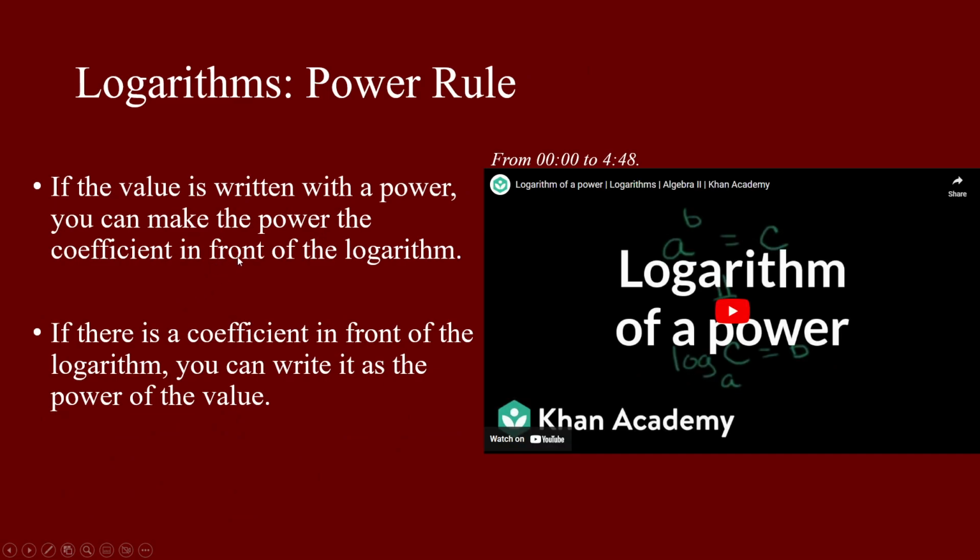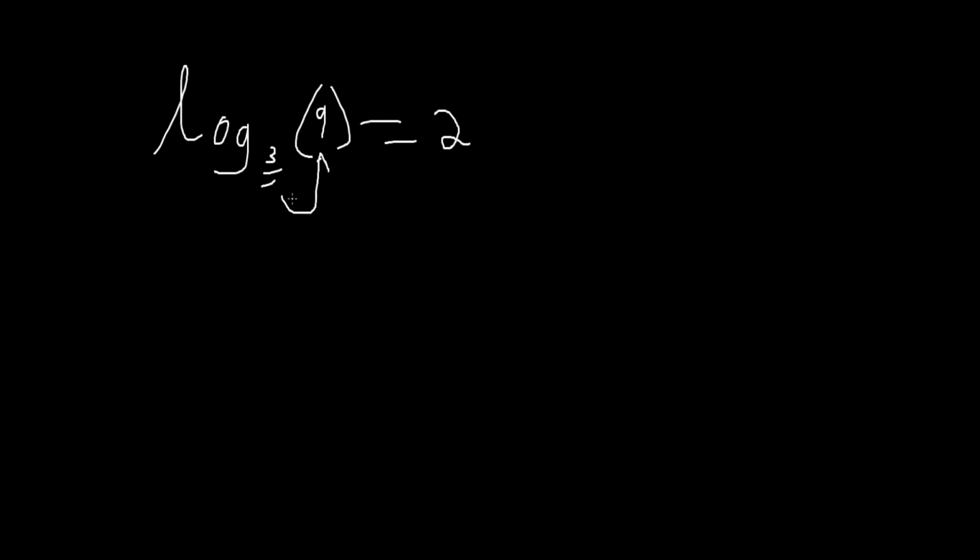And now let's talk about the power rule. Logarithms have some interesting qualities, so we're going to talk about those qualities now. As we just discussed, log base 3 of 9 equals 2. And we know that this is true because how many 3s do we need to multiply in order to make 9? Well, we need 2 of them because 3 times 3 equals 9. So that's why the logarithm would be 2. So we know that this is true.